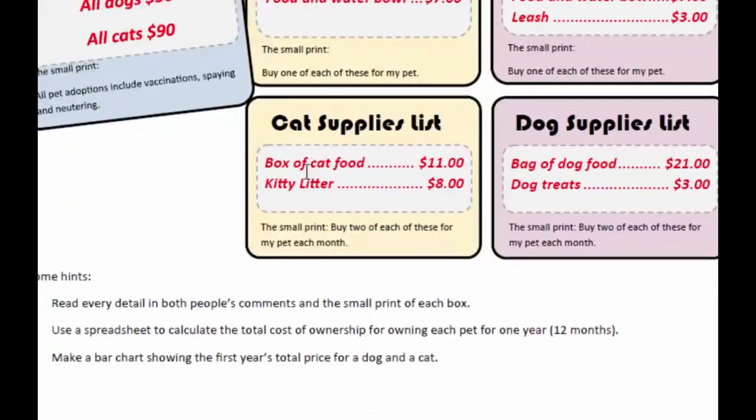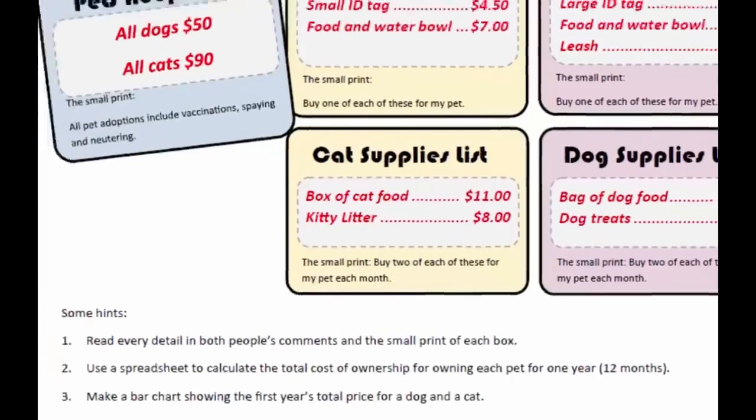A box of cat food, kitty litter, and the small print says buy 2 of each of these for my pet each month. And so we'll double that expense each month. The dog has some expenses too. His dog food is more money and his dog treats are also an expense.